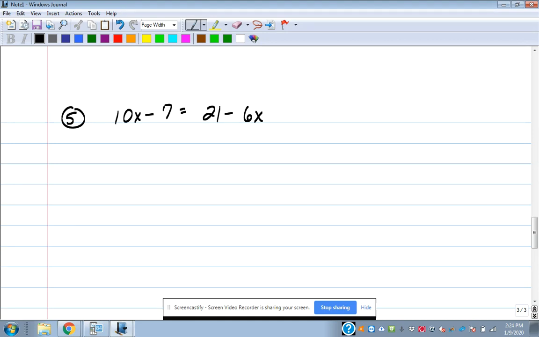As far as moving either the 6x or the 7 is what I would look at doing. I actually would probably do both of them at the same time, because I'm trying to get the variable on one side, and everything else on the other side. So when I look at that, I think about moving the 6x because the 10x is already positive. So how do I move the 6x? I would add 6x to both sides, and that's going to cancel it out over there. How would I move this 7? I would add 7 to get it to the other side. So I'm doing 2 steps at once.